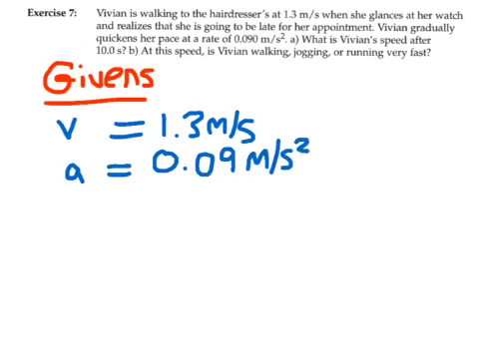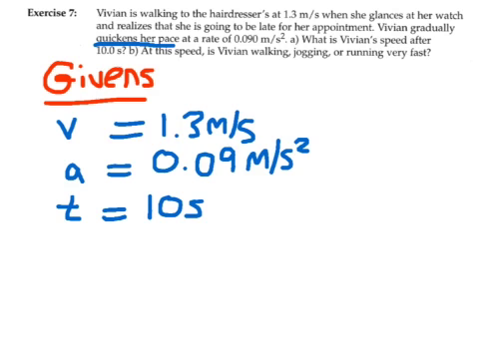The question is, how do I know it's an acceleration? Take a look at the units. Meters per second squared is for acceleration. And you can also see where it says that she quickens her pace. That's a change in speed, which is acceleration. I also see a time of 10 seconds.